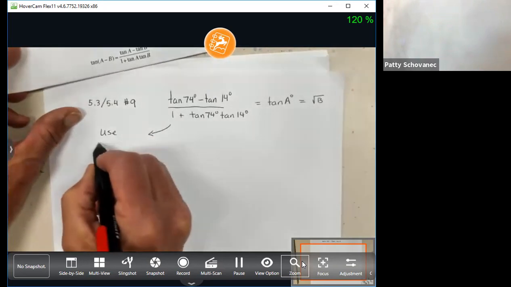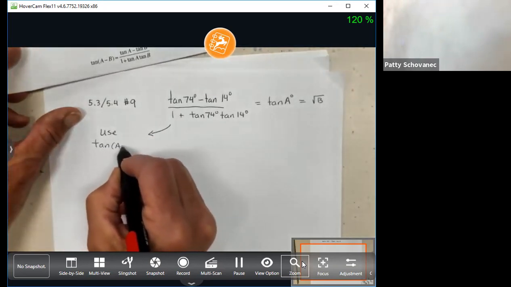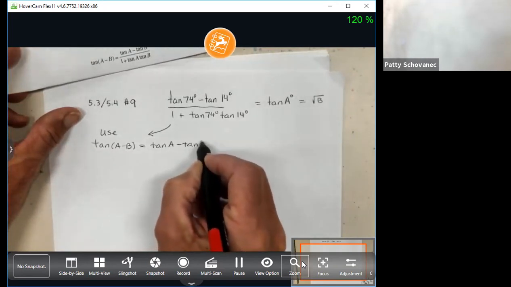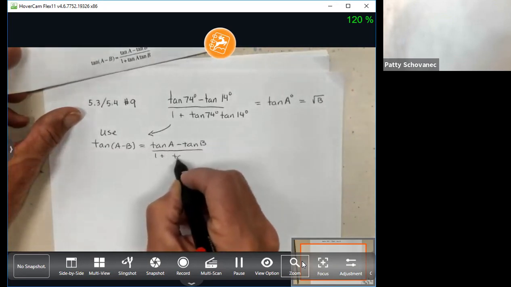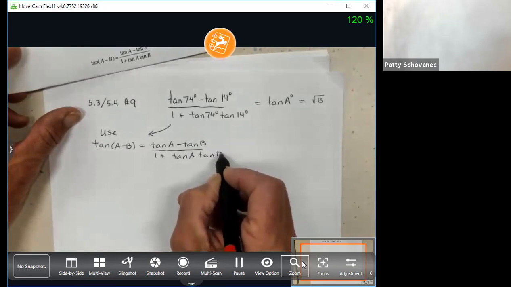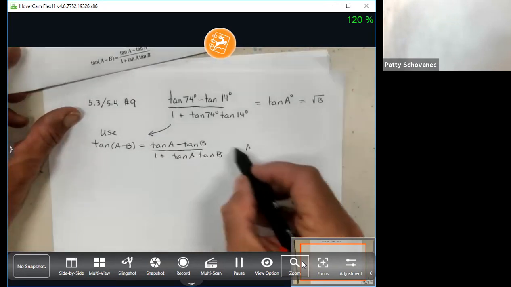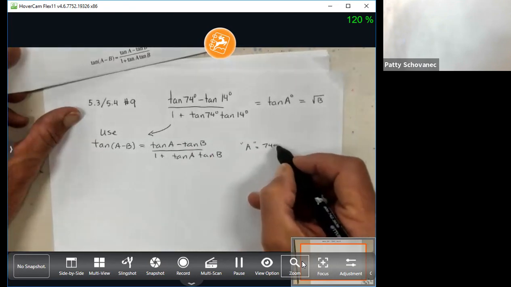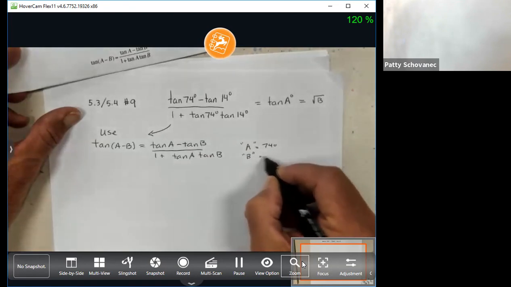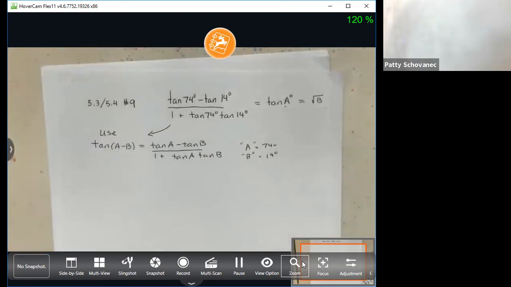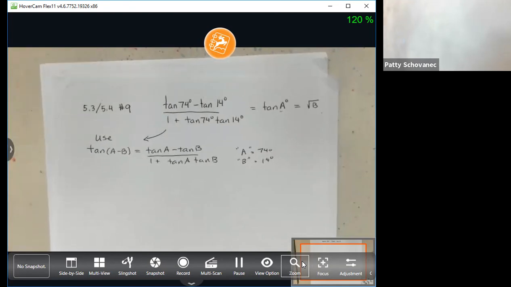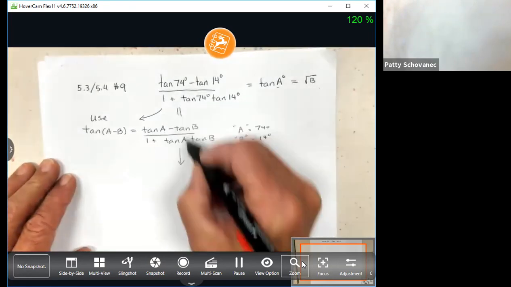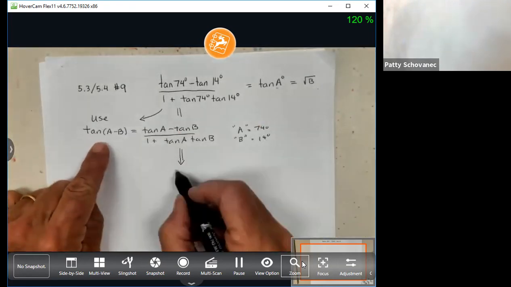I will use the formula that the tangent of A minus B can be written as the tangent of A minus the tangent of B over 1 plus the product. It looks just like that, where A from this formula is 74 degrees, and the B in this formula is 14 degrees, not the A and the B from the web work. So what that says is that this should be able to be combined as a single tangent of A minus B.